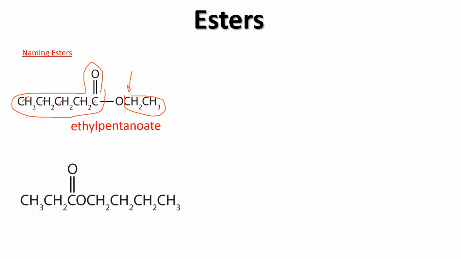Here's another one. Even though the right side of this chain is longer, we're still interested in this being our parent chain because it's connected to the CO group. So we have 3 there, so that should be a propanoate. And then counting this up, 1, 2, 3, 4, that's butyl, butyl propanoate.